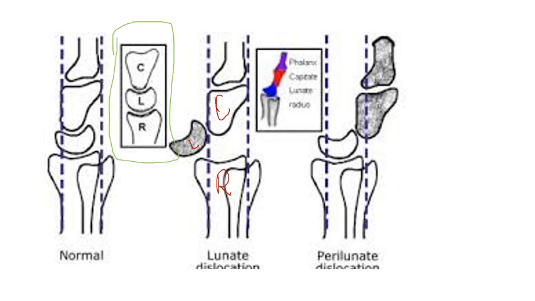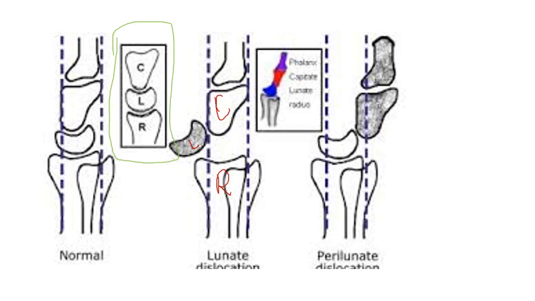This is also known as the spilled cup sign. As you can see, the lunate looks like a cup and it has spilled. It is turned. It is dislocated. This looks like a spilled cup. It is also known as the spilled cup sign. Whenever you see this spilled cup sign, it is a lunate dislocation.